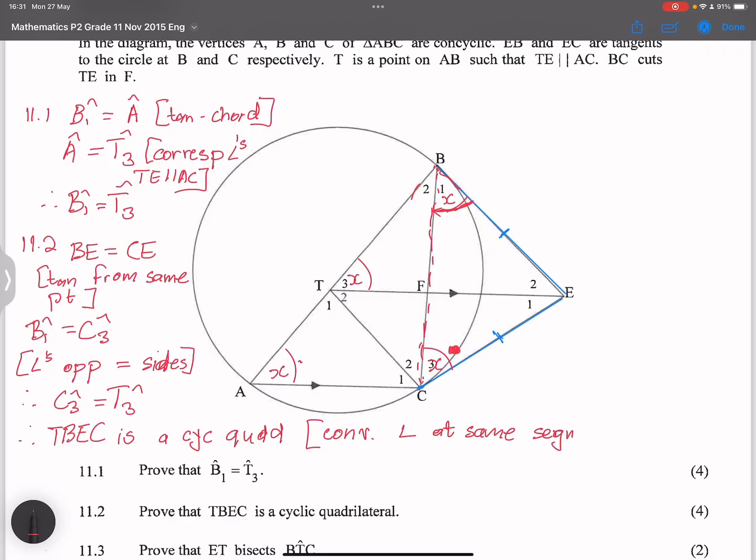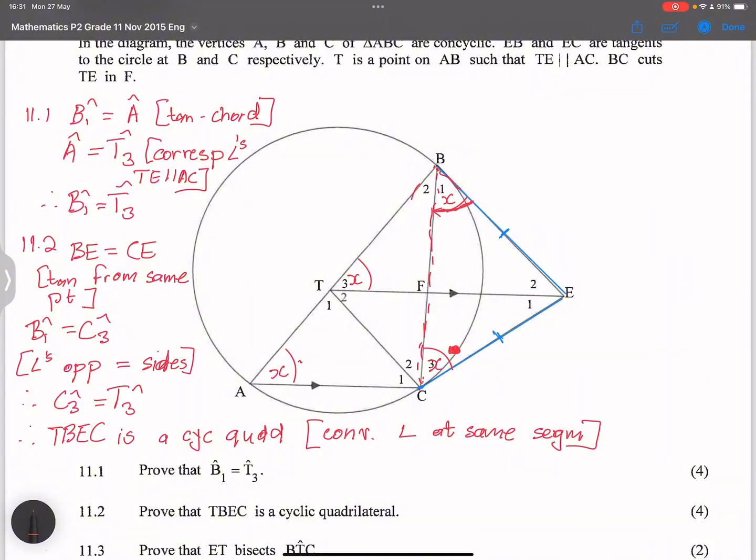Okay, right, we've proven that angles at the same segment are equal. So in this case, it means that that must be a cyclic quad. And please remember, once I've proven that it's a cyclic quad, it means that I can use the properties of a cyclic quad, right? So they say prove that ET bisects BTC.